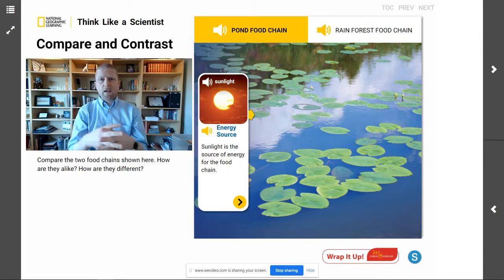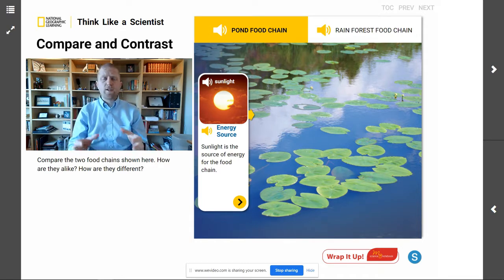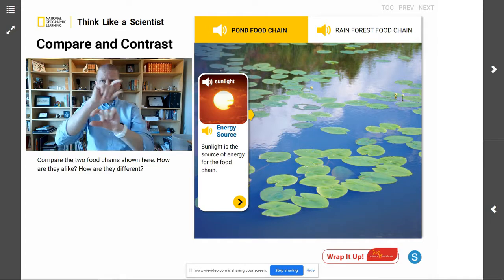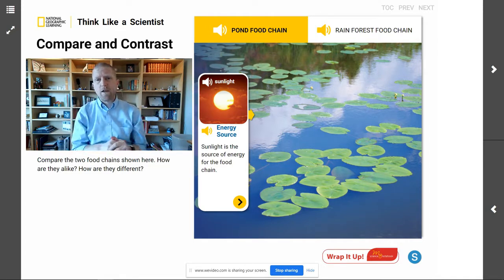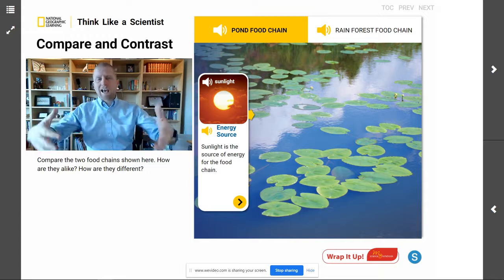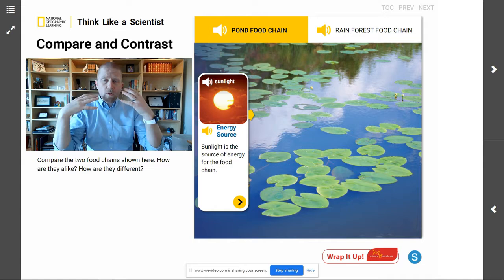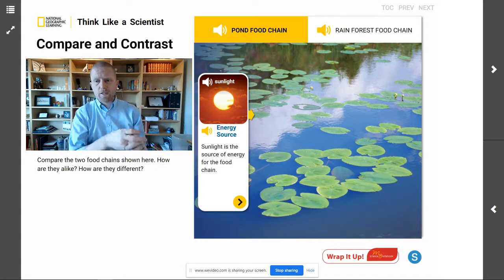Today, we're going to look at two separate food chains, and you're going to compare and contrast them in order to identify what is happening in those food chains, to be a critical thinker and to think like a scientist. All right. So the first question we're asking is, what is a food chain?